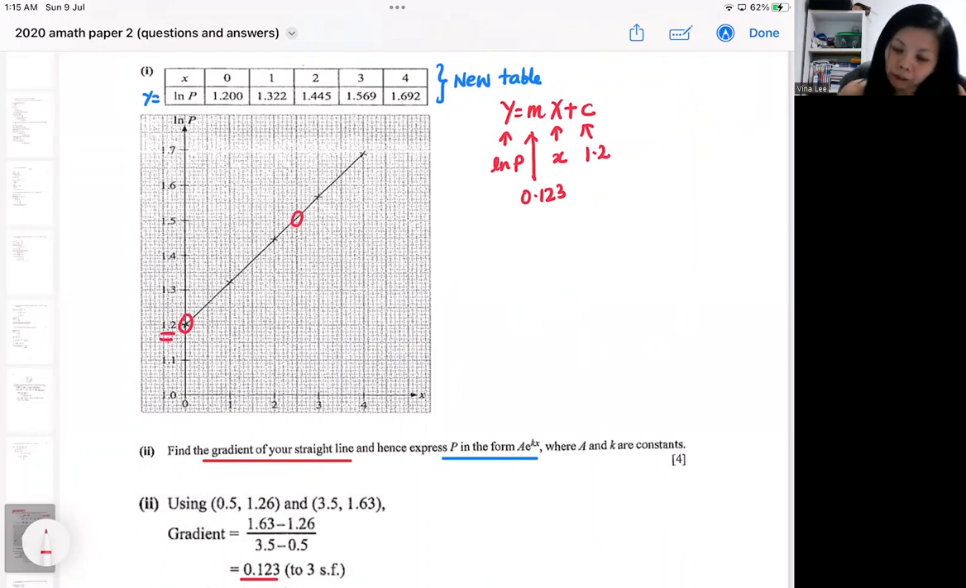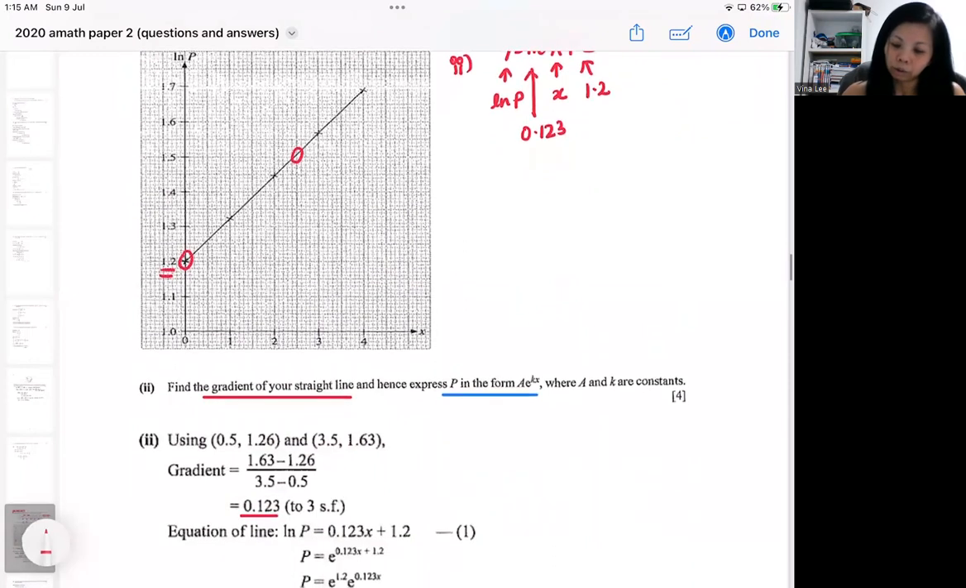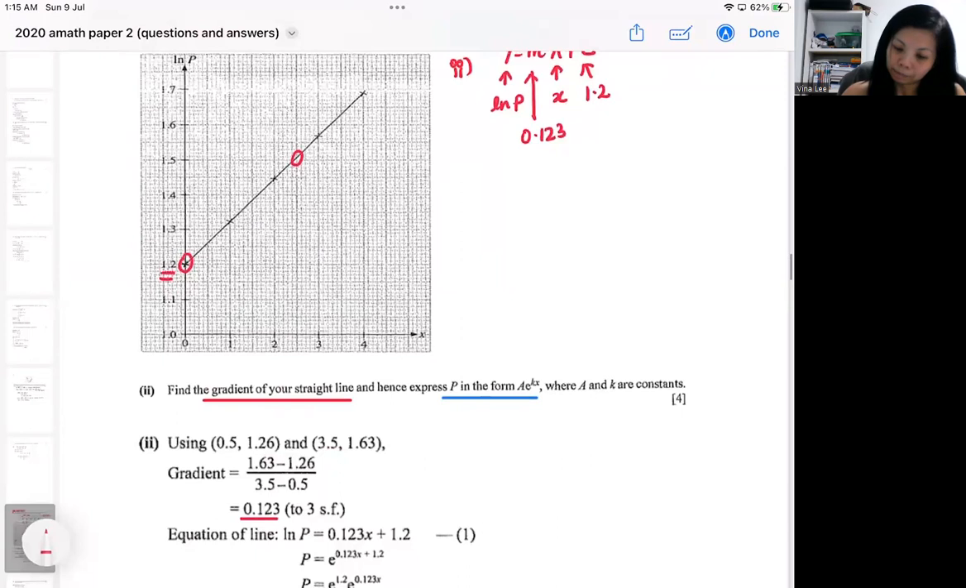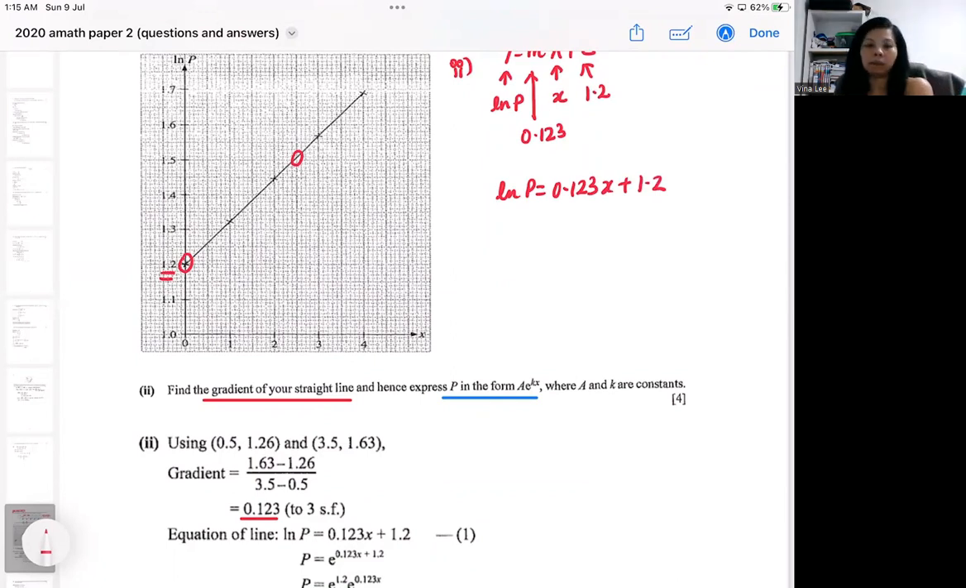Part two asks you for the gradient first, and after that you use the mx plus c. So if you use the mx plus c, you will get 0.123x plus 1.2. If you can get the gradient and insert it into mx plus c, you are actually correct. You take the gradient and the intercept from your straight line.